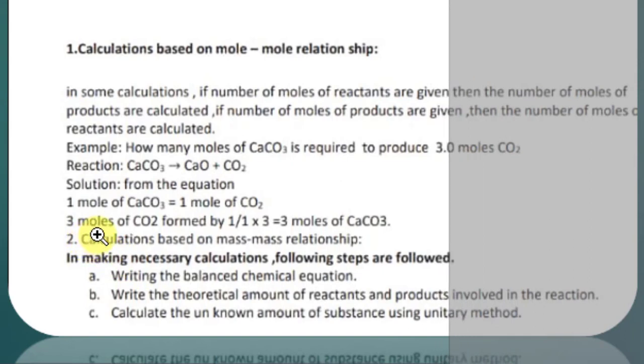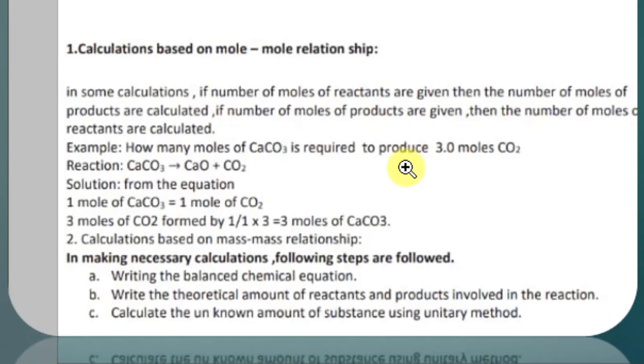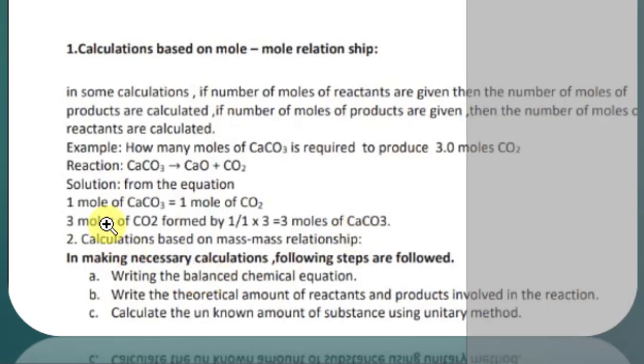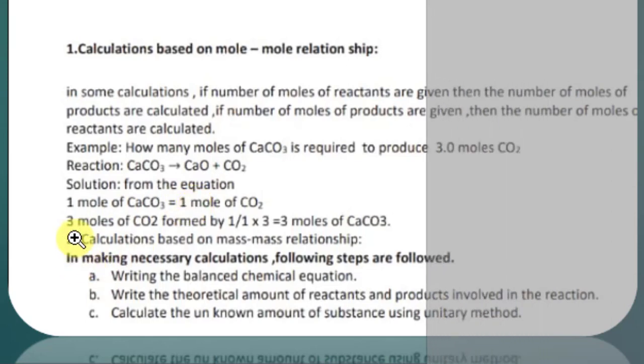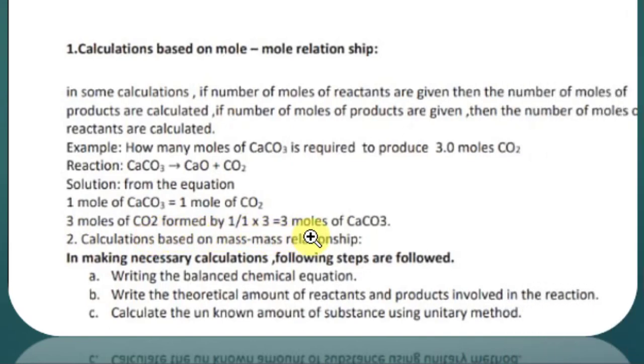Then 3 moles of carbon dioxide you have to produce. Okay, 3 moles of carbon dioxide is produced. Then how many moles of calcium carbonate is required? If 1 mole of calcium carbonate gives 1 mole of carbon dioxide and 3 moles of carbon dioxide is formed, then how many moles of calcium carbonate is required?